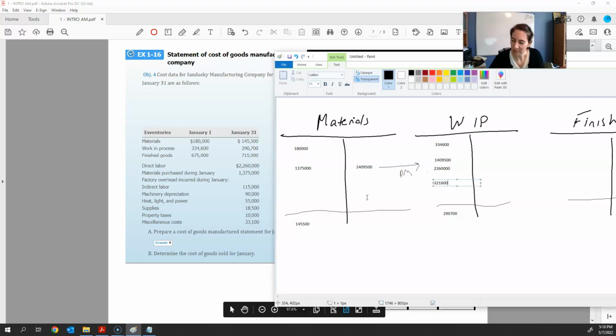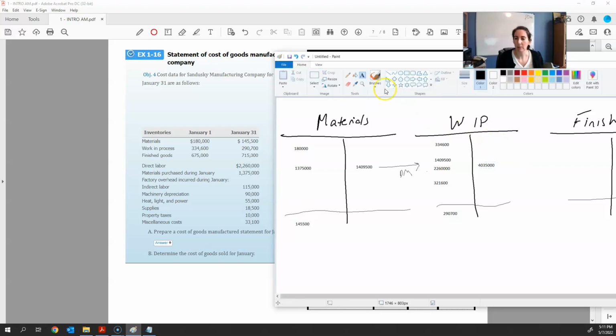334,600 plus 1,409,500 plus 226,000 plus 321,600. You're at 4,325,700 minus the 290,700 that's still being worked on. It looks like we completed of the work in process during the month 4,035,000 in finished goods. Right, that's what went to the next process.